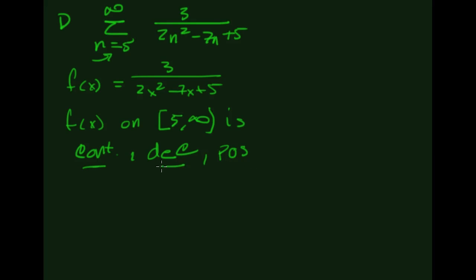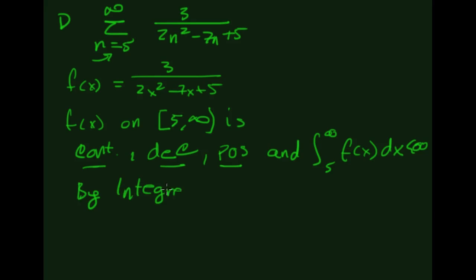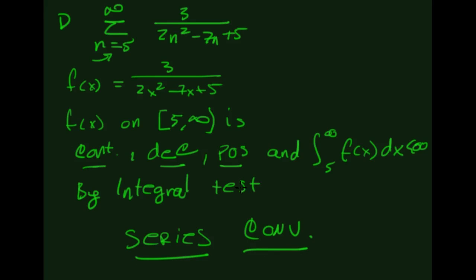So it's continuous, decreasing, positive, and the integral from 5 to infinity of f of x dx is finite. It's the natural log of 8 fifths. So we just found that in the last problem. So by the integral test, the series converges. There's no new work in this. You just have to explicitly state what the integral test says. And once you have that, you can say that this thing converges by the integral test.